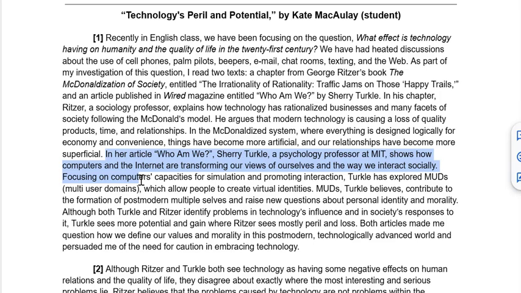Macaulay introduces these sources effectively by summarizing each author's main argument and clearly signaling where they differ. Her introductory paragraph sets up the synthesis by showing readers why these perspectives matter and how they will be compared and contrasted.